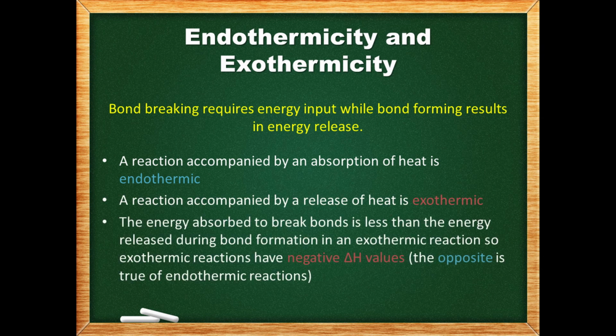In an exothermic reaction, the heat absorbed to break bonds is less than the energy released during bond formation. This means exothermic reactions have negative delta H values. The opposite is true of endothermic reactions, where the energy absorbed to break bonds is more than the energy released during bond formation. This means endothermic reactions have positive delta H values.